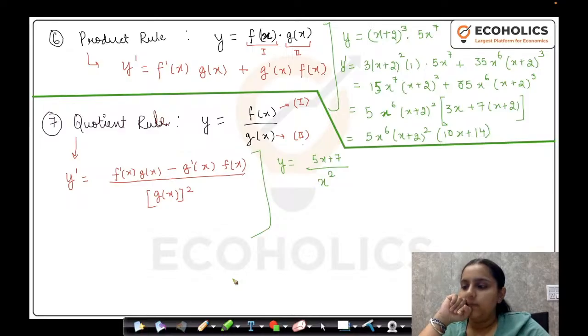Okay. Okay, Soumya. Good to know that. 5x square plus 4x divided by x raised to the power 4. Okay, we have one answer. Anyone else? Anyone else with the answer who has solved it?